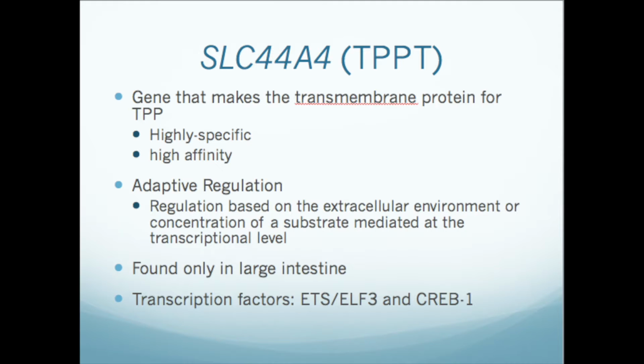For example, results from the previous study show human intestine cells that are maintained in a TPP over-supplemented growth medium leads to a specific and significant downregulation of the initial rate of TPP uptake by these cells. So, the adaptive regulation of TPP uptake process by extracellular substrate level seems to be mediated at the transcriptional level. Additionally, expression of the TPPT system has only been in the large intestine with negligible expression in the small intestine.